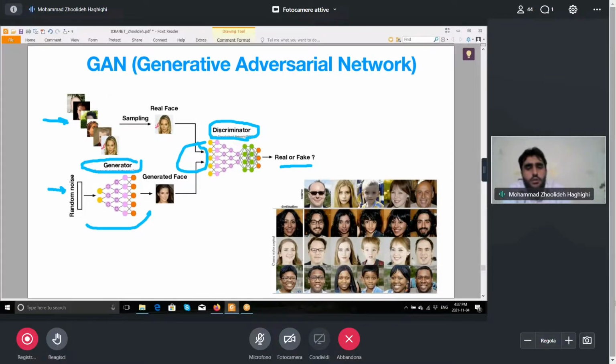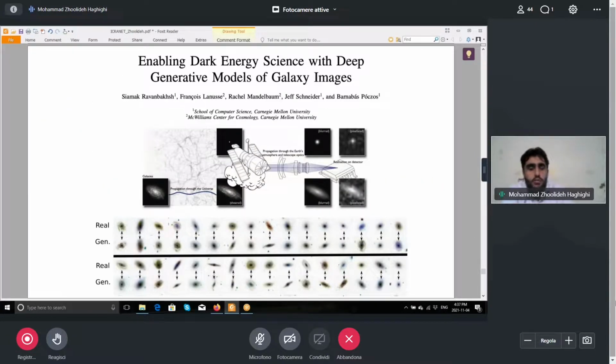After training these networks, you can generate, as you can see here, images of people that don't exist in the real world. These look like real human beings, but they are all generated by this approach. And a similar approach can be applied for galaxies.